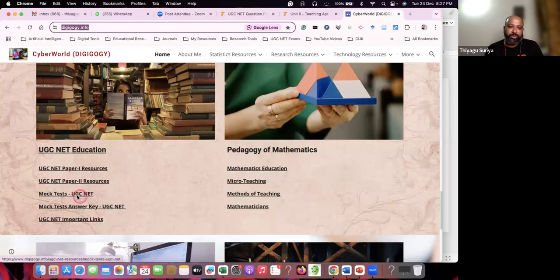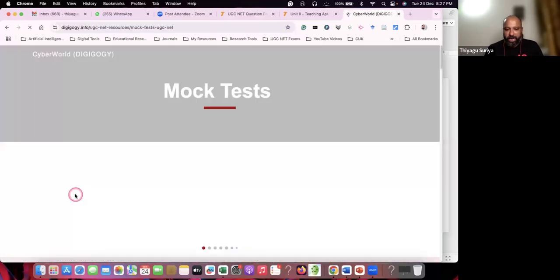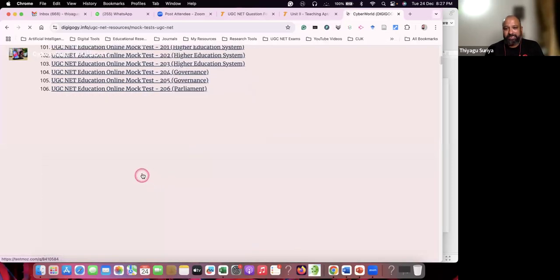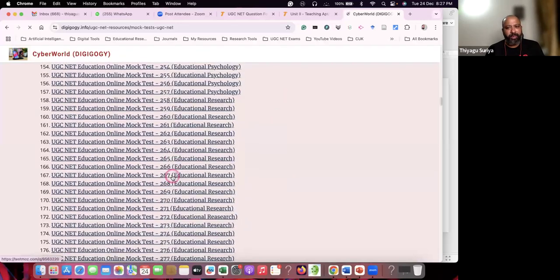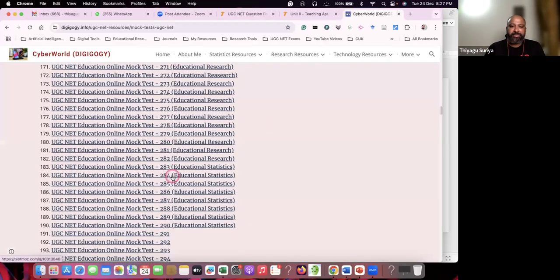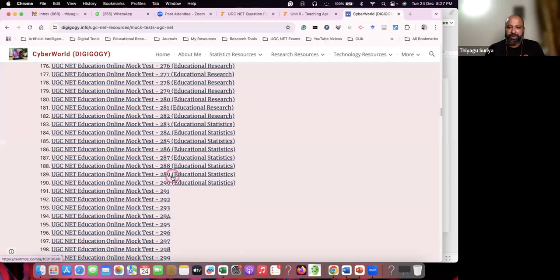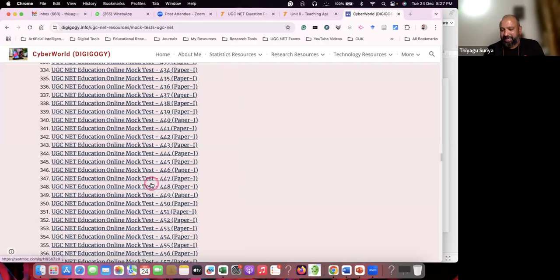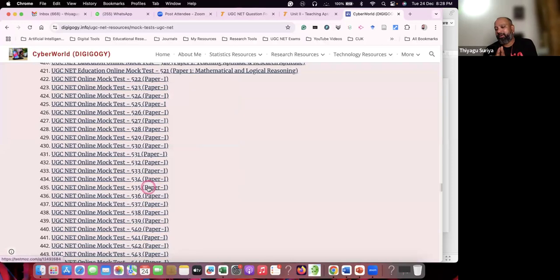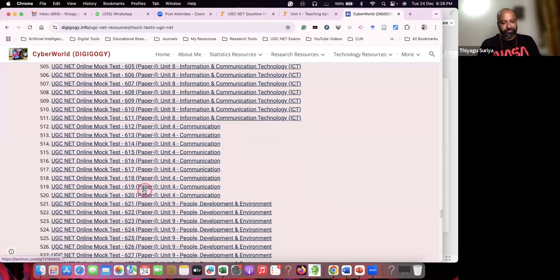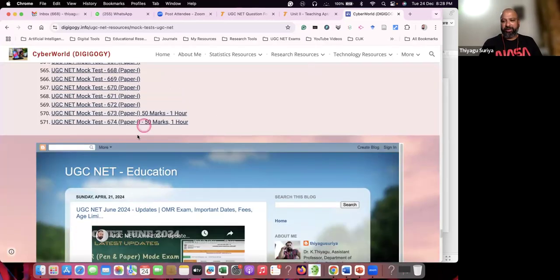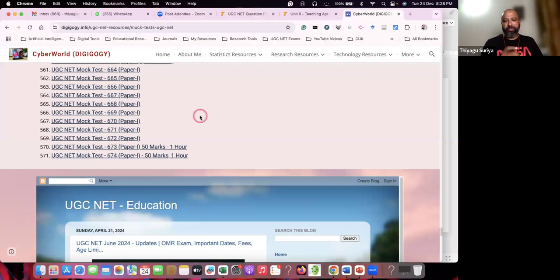I request all the participants to go to the mock tests. I have compiled nearly 650 mock tests. You can attempt at least 1, 2 or 3 tests per day, and I have given the answer keys and everything there. Every day you can attend at least 3 or 4 examinations. Practice is a very important factor for success in the UGC NET examination. Do practice regularly with this many practice questions, more than 675. Kindly click one by one and go through them over the 10 days. It will be helpful for you.